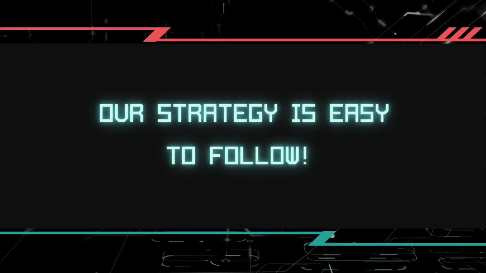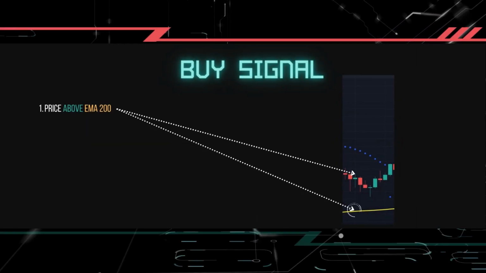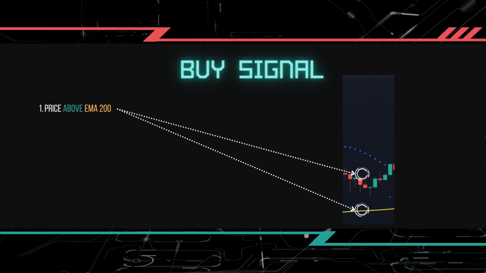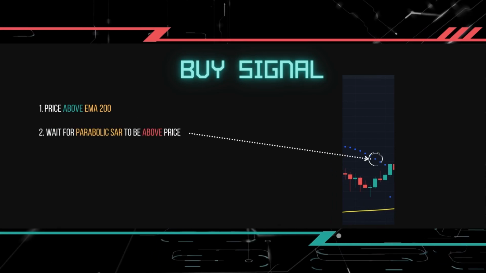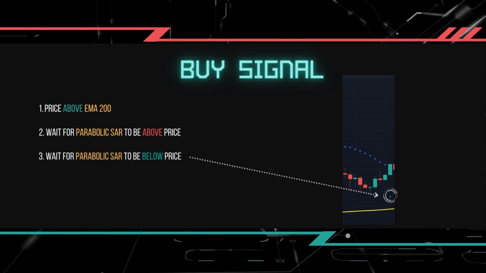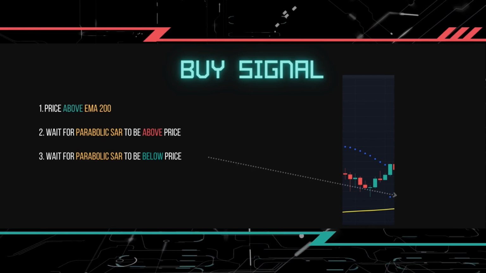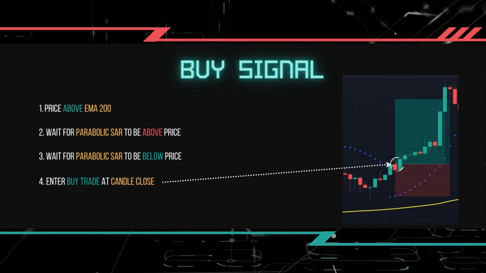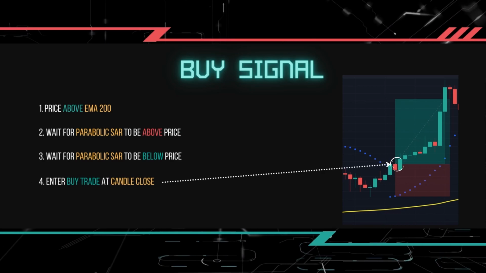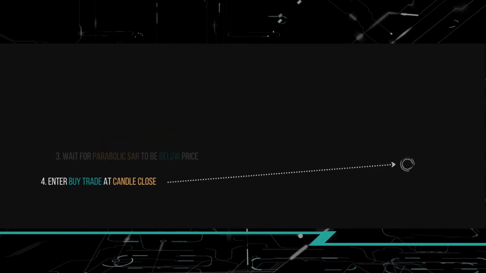Our strategy is easy to follow. Let's start with the buy trade entry. First, the price needs to be above the 200 exponential moving average to signify an uptrend. Second, we will wait for the Parabolic SAR indicator to be above the candles. Third, we will wait for the Parabolic SAR indicator to create a dot below the price candle. Once this happens, we will enter at the candle close. We will set our stop loss at the dot and use a 1:2 risk to reward ratio. As you can see, this trade turns out to be a winner.